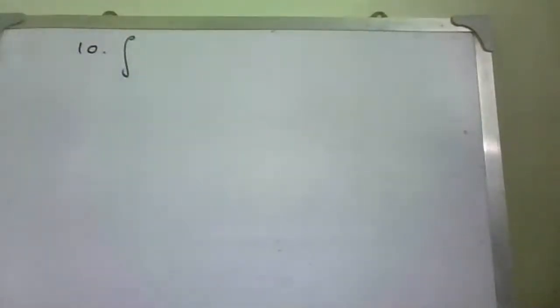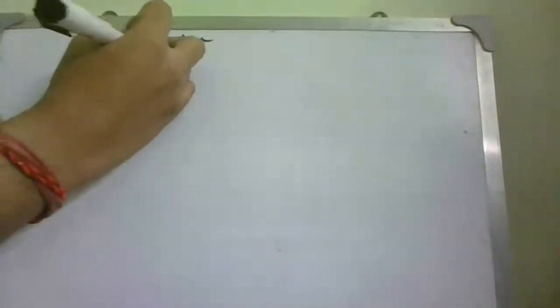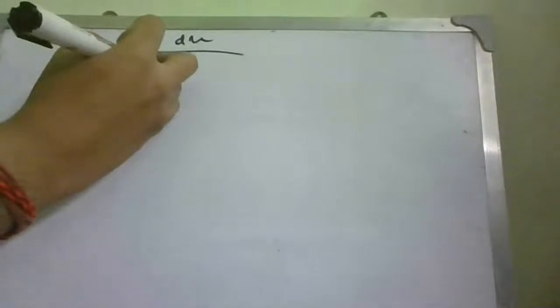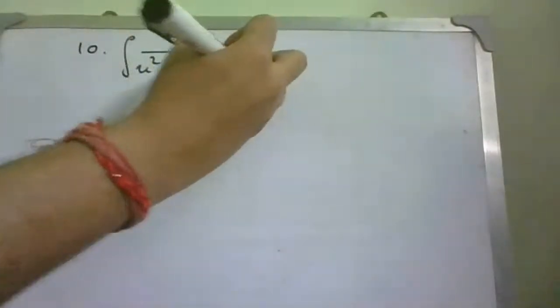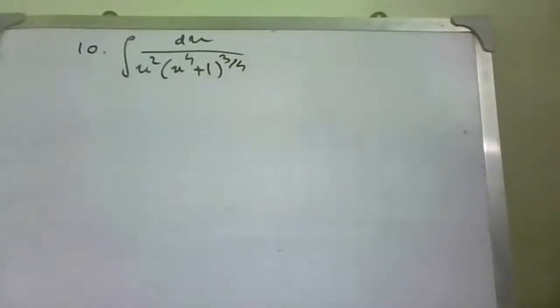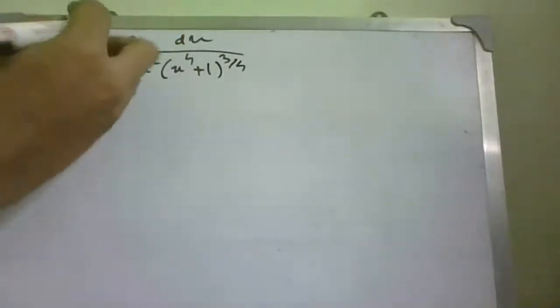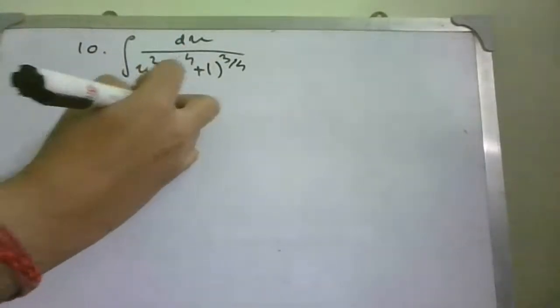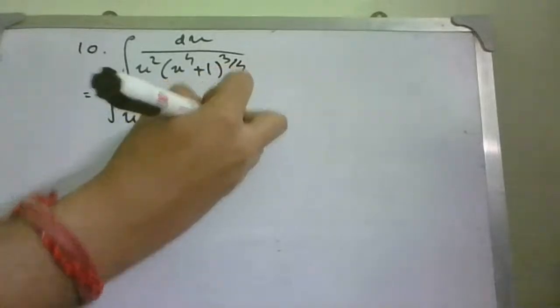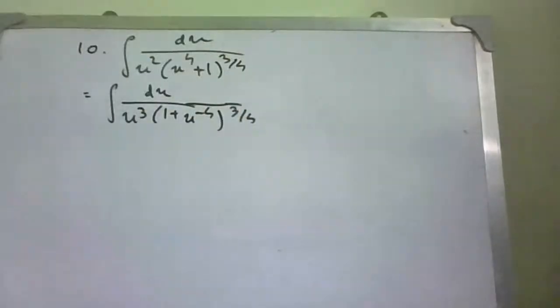Integral dx over x squared, x to the power 4 plus 1, to the power 3 over 4. So we have something in the power 4. What if we just take out this x to the power 4 from the denominator? We have x cubed times (1 plus x to the power of minus 4) to the power of 3 by 4.